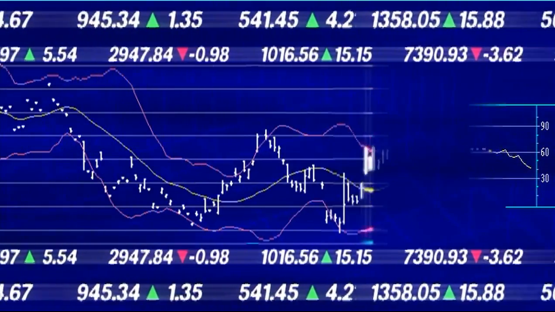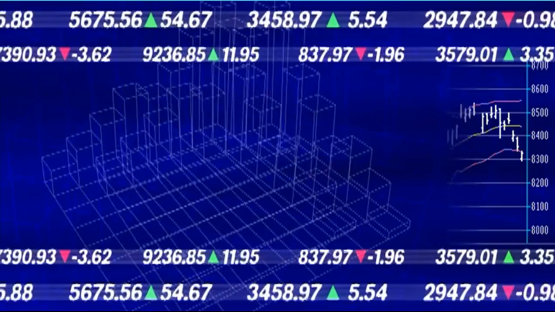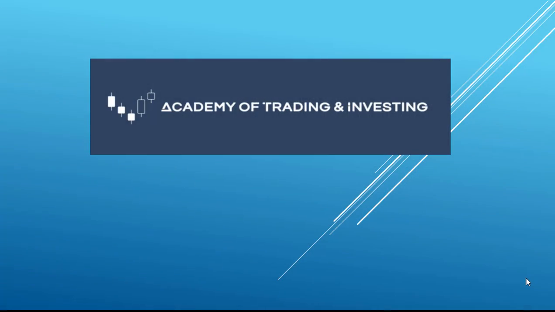We are here today to add to your acumen of trading skills by looking at some more technical analysis skills. Today we'll be talking about exponential moving average versus simple moving average as a technical analysis chart.